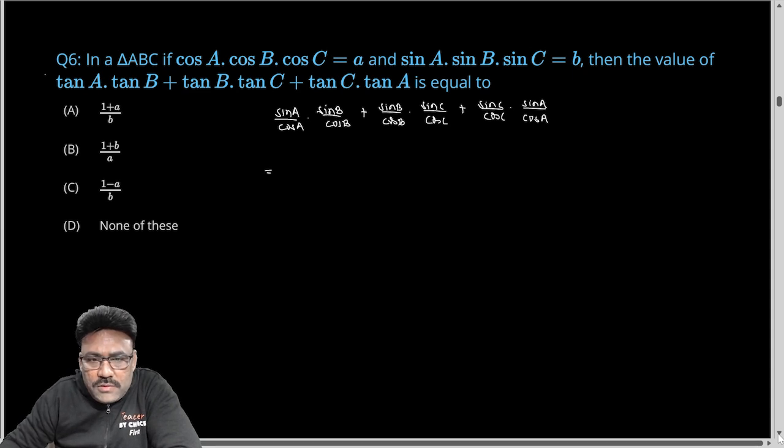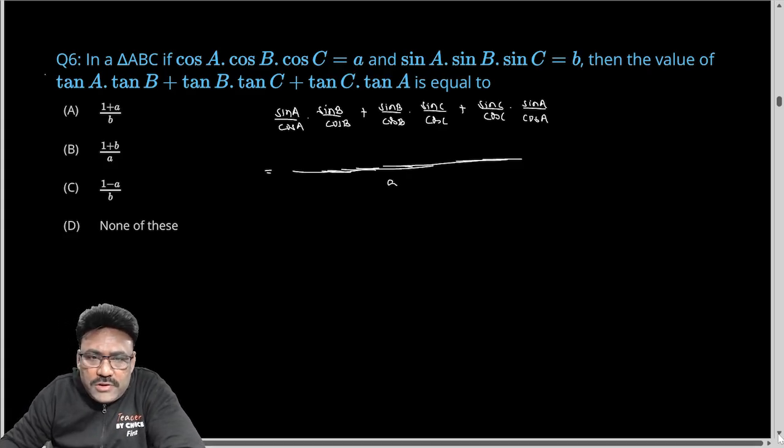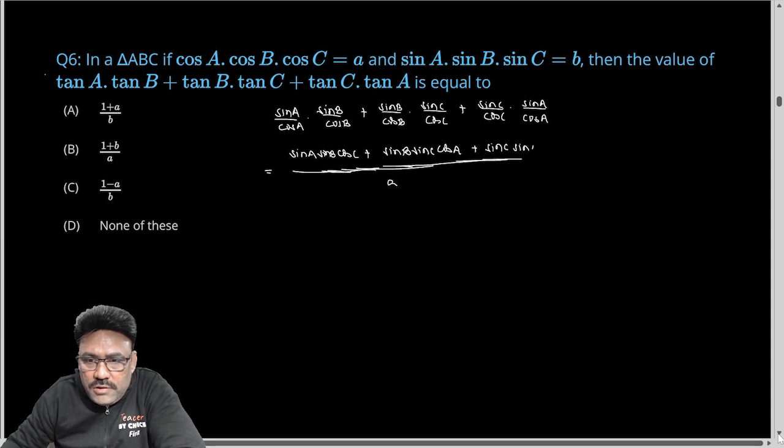Now if I take LCM here, the denominator becomes cos A cos B cos C. Denominator becomes what? Cos A cos B cos C, which is A actually. Here you will get sine A sine B cos C, then sine B sine C cos A, then sine C sine A cos B. So now it is what? 1 by A.